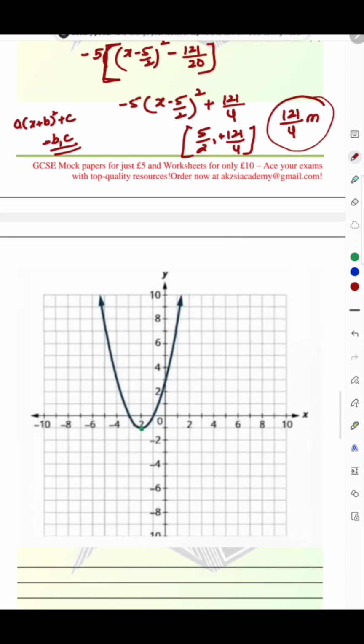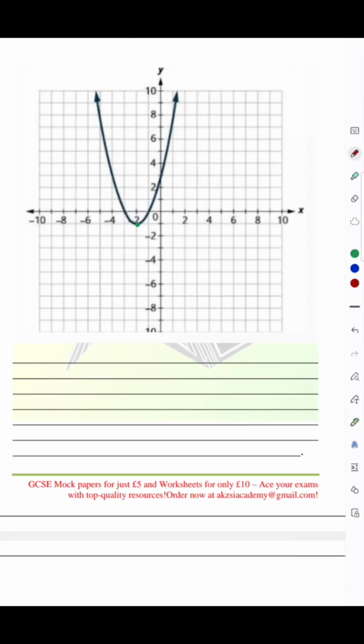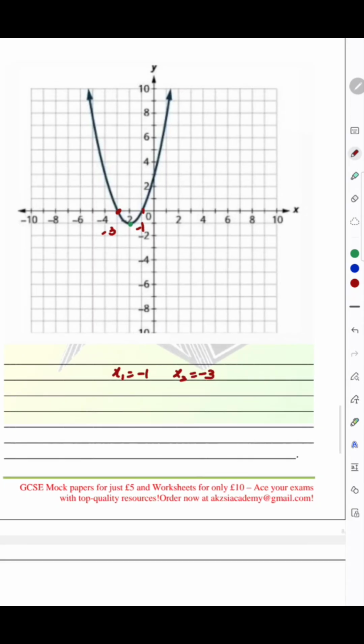Moving on to the next question. Now this question says calculate the turning point and the roots, basically the x-intercepts. X-intercepts, that means those values of x for which the value of y is 0, or those values of x where the curve is crossing the x-axis. Clearly these are -3 and -1. So x1 is -1, x2 is -3. This is the turning point, which you can see is -2, -1. So the turning point is -2 comma -1.